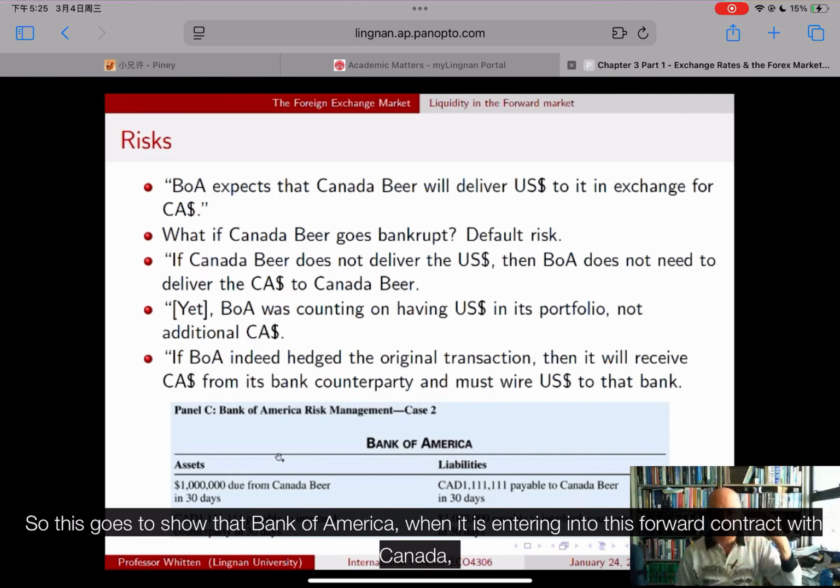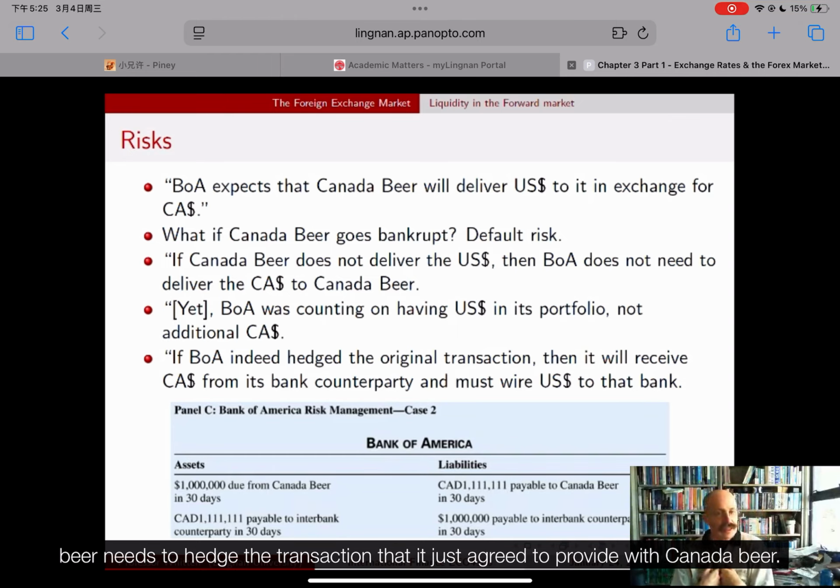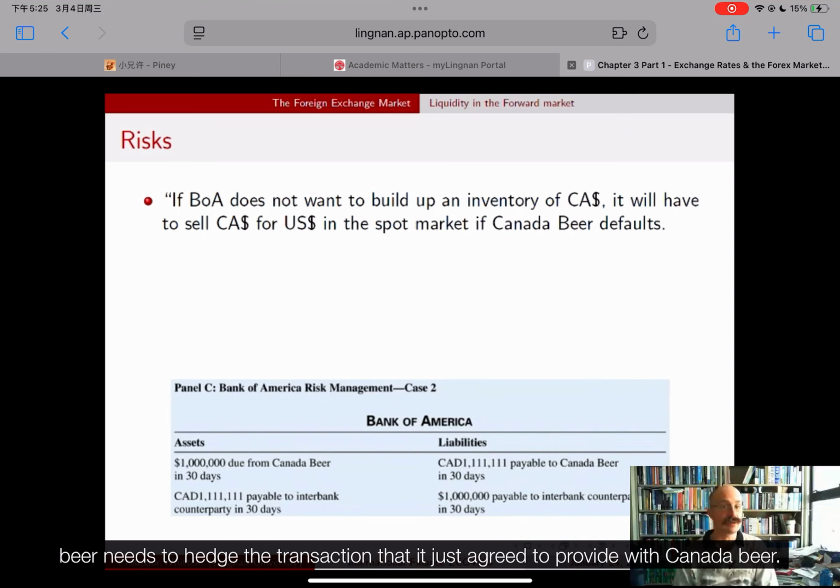So this goes to show that Bank of America, when it is entering into this forward contract with Canada Beer, needs to hedge the transaction that it just agreed to provide with Canada Beer.